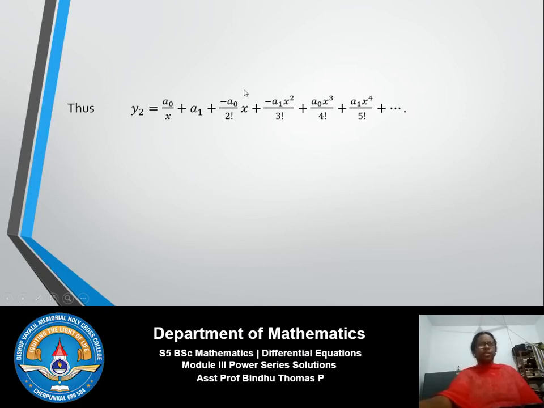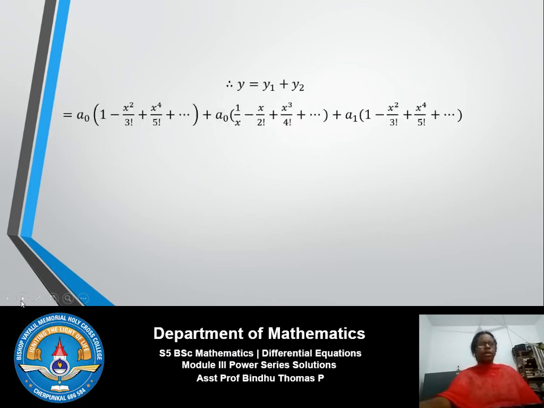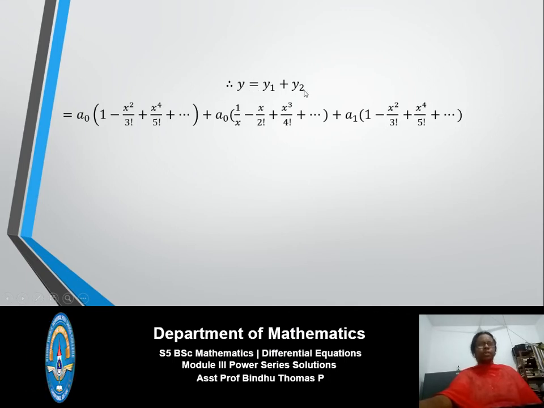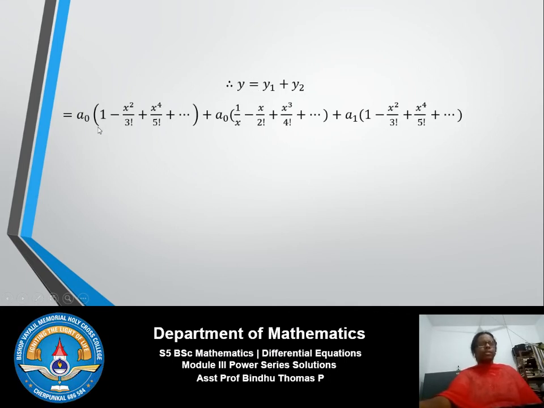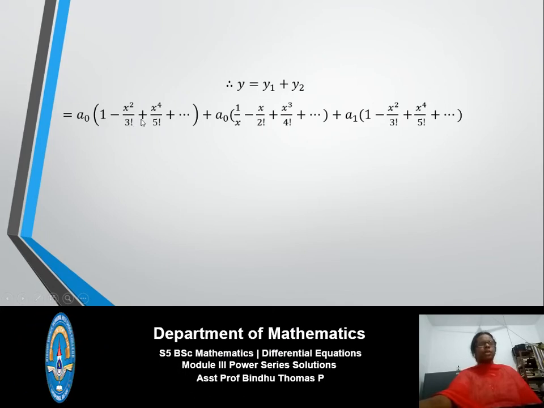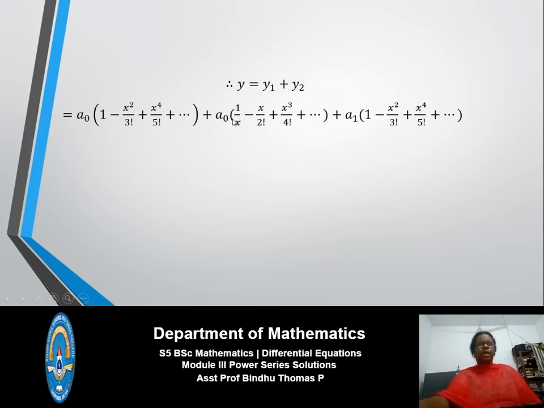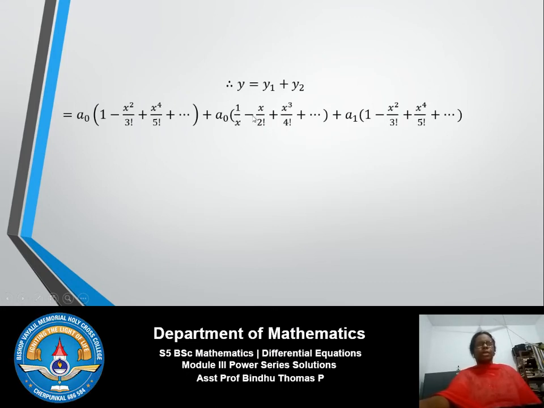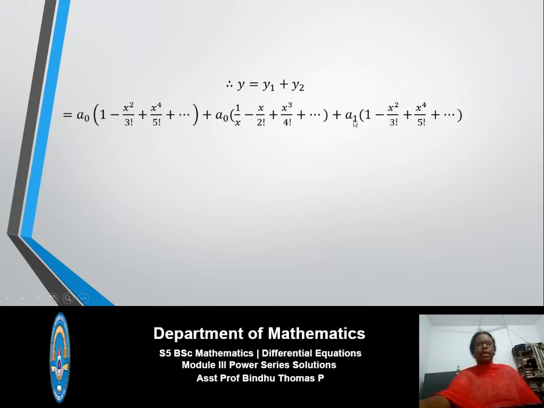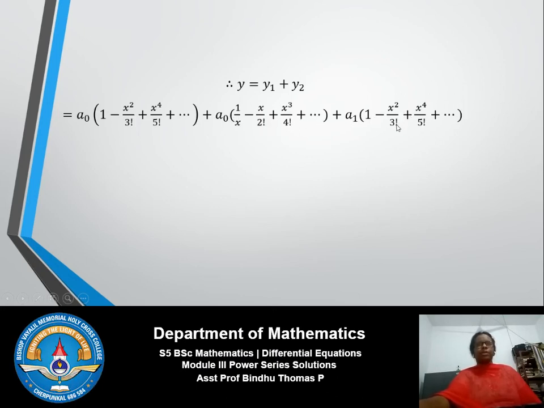We can further arrange this series. So we have the solution y equal to y1 plus y2. y1 can be written as, taking a0 outside, a0 into 1 minus x square by 3 factorial plus x raised to 4 by 5 factorial plus etc. Plus from y2 taking a0 common, we have a0 into 1 by x minus x by 2 factorial plus x cube by 4 factorial plus etc. And taking a1, we have a1 into 1 minus x square by 3 factorial plus x to 4 by 5 factorial plus etc. So the same series exists 3 times.